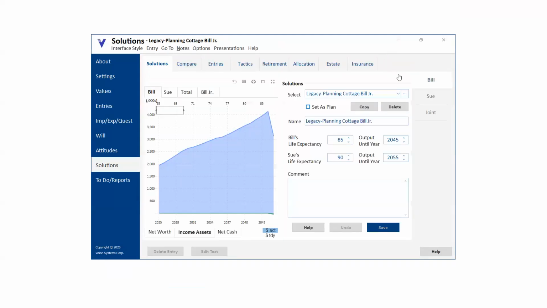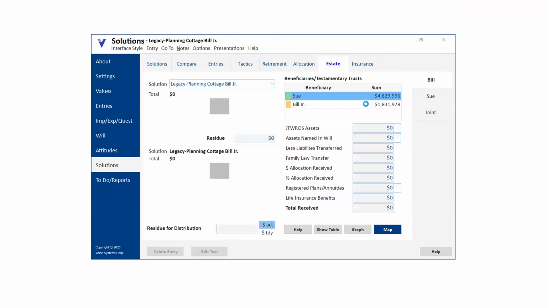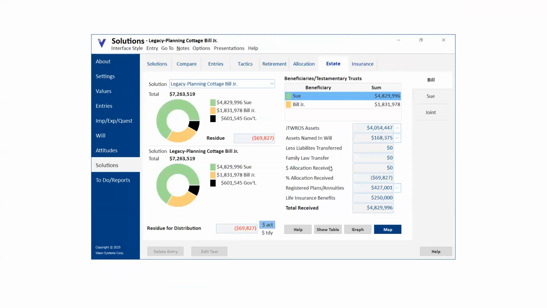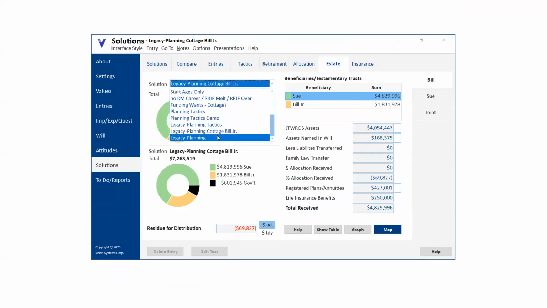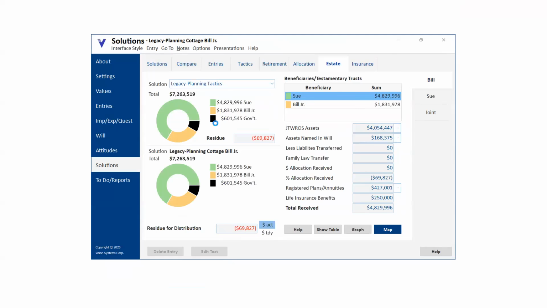So again, we can see on the estate what Sue gets and so on. And then I can compare that with the legacy planning tactics solution. You can see that there's quite a substantial difference in the negative residue, which is the key point that I wanted to make. So let's go down now to do reports.